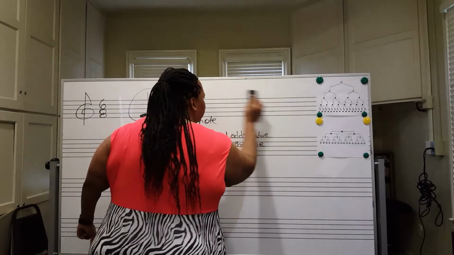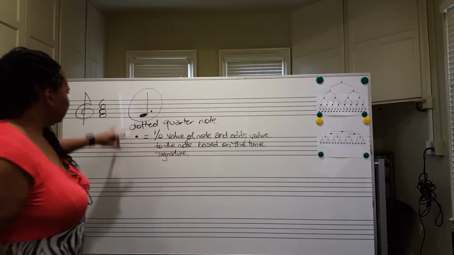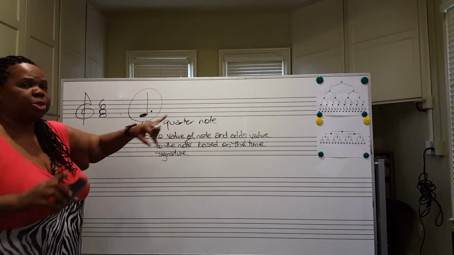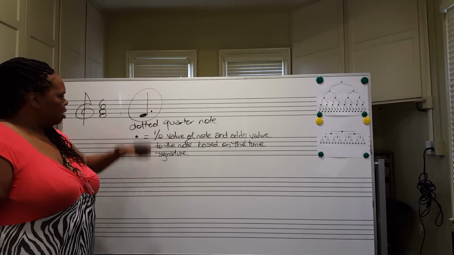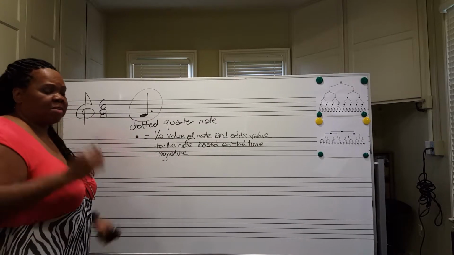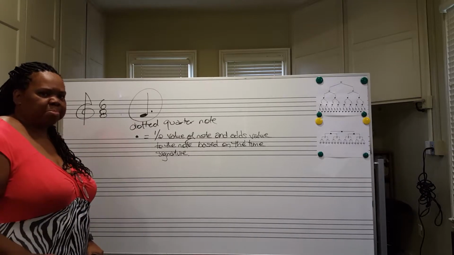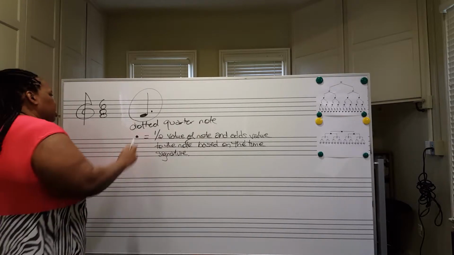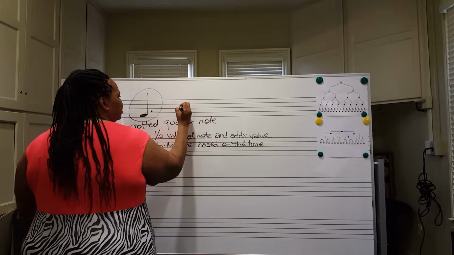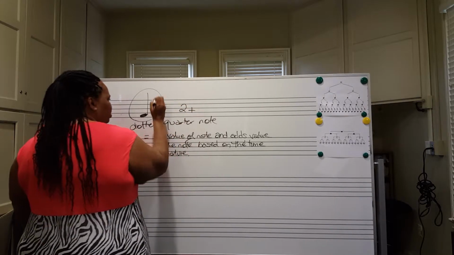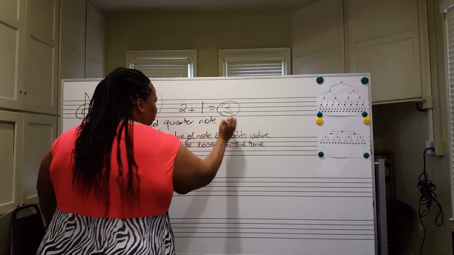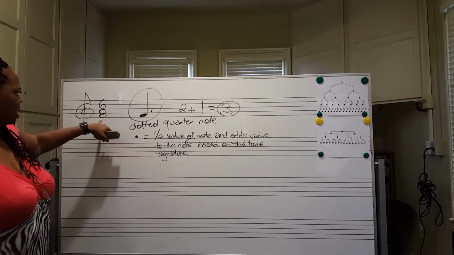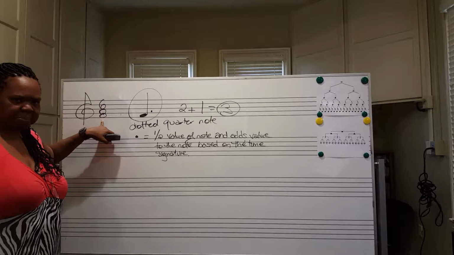So this is not 1 beat now, but it is 2 beats. The 8th note would get the beat. The quarter note now is doubled and therefore gets 2 beats. 2 beats plus the dot, which is half of that, has now made this note 3 beats in 6/8 time.